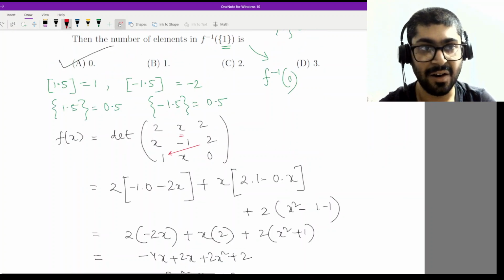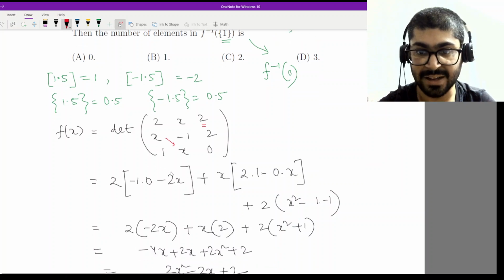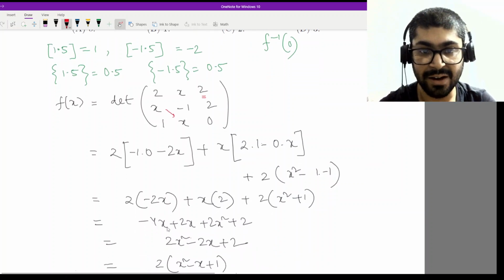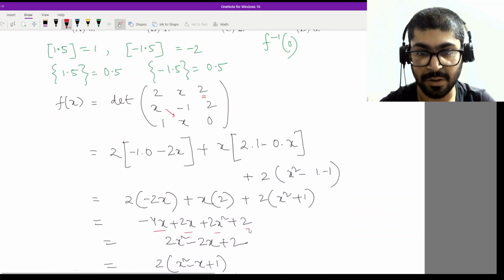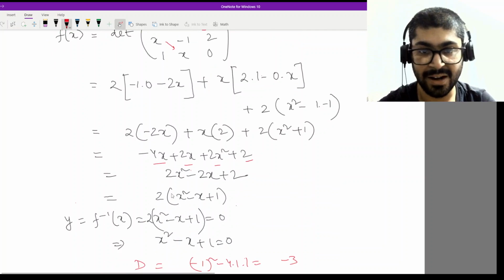Now the last one also has no confusion. So when I take these, I have x squared minus of 1 into minus 1. That is x squared plus 1. So I have 2's everywhere. It will be minus 4x, 2x, 2x squared plus 2. So I have 2x squared minus 4x plus minus 2x plus 2. Taking 2 common, I have x squared minus x plus 1. There is no factorization for this.